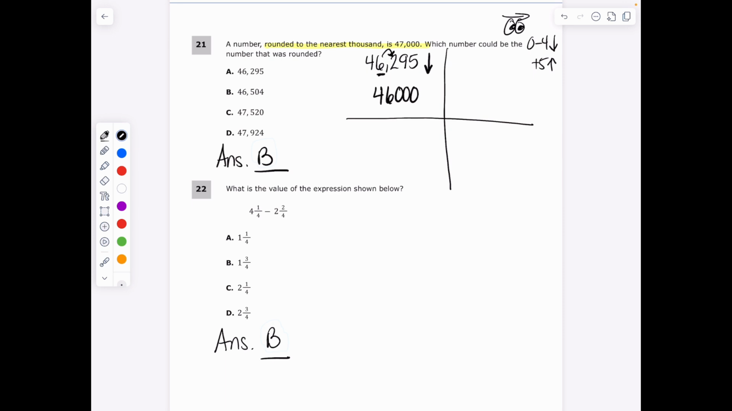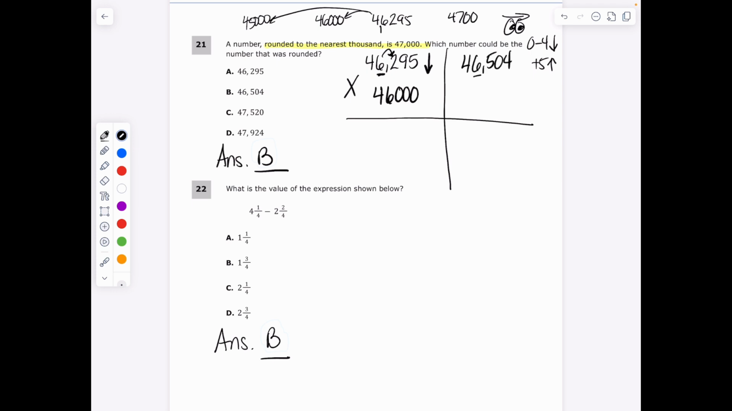A lot of kids go down and make the digit in the thousands go down another one. But when I think about this number, 46,295, it is between 46,000 and 47,000. So it is closer, in this case, to 46,000. If I went down to 45,000, look how much farther away it would be. That does not make any sense. So it goes down to a flat, round 46,000. But that's not the number we want. We want 47,000. Let's look at the next one.